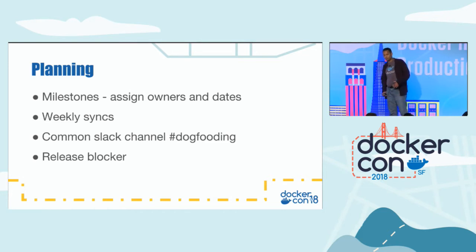Finally, we made this whole process a release blocker. That meant that until we, that is infrastructure and application team, were comfortable running all of our SaaS services on EE2 for at least a week, our production services on EE2, we would not release it to the public.